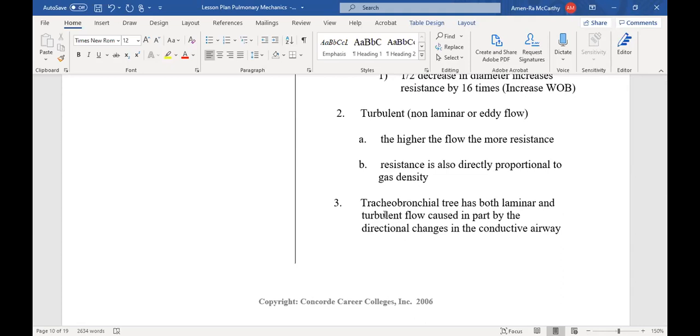So the directional changes of the conductive airway. And where does the conductive airway stop? What is the last structure of the conductive airway? Terminal bronchioles. There you go. Good. The terminal bronchioles is the last conductive spot. They get off at the terminal, right? Last stop.